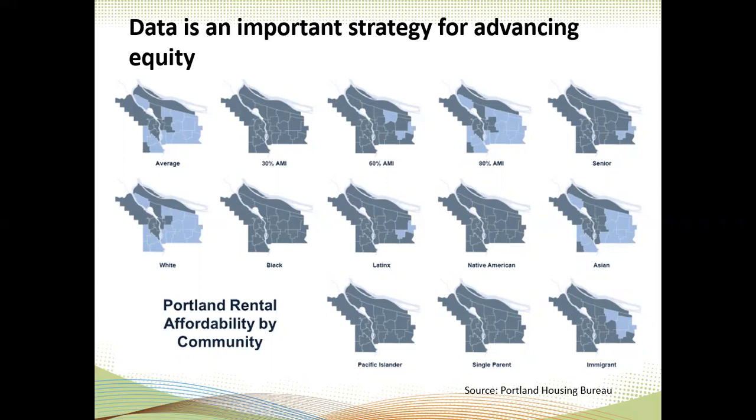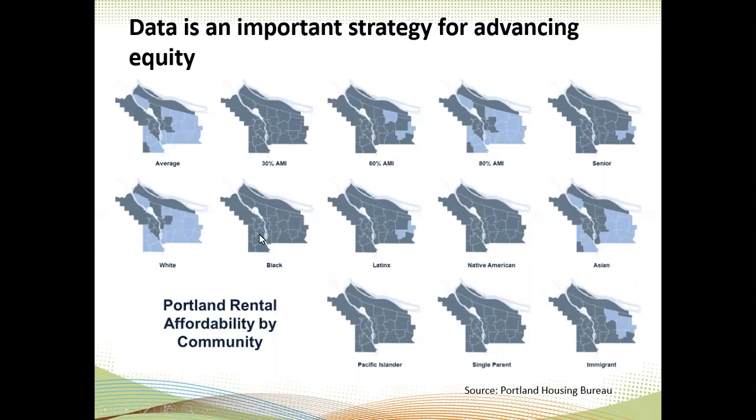One of the key strategies to advancing equity is to be data-driven. This means that we really need disaggregated data around these community demographics. As you can see from the example on this slide, which was provided by the Portland Housing Bureau, it looks at rental affordability in Portland. The lighter areas on these maps indicate areas that are considered affordable for the average household to rent. You'll notice that in the average map at the upper corner of the screen, Portland on average looks like a lot of these areas are affordable.